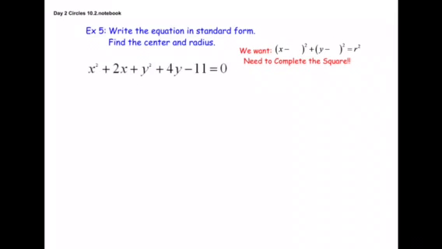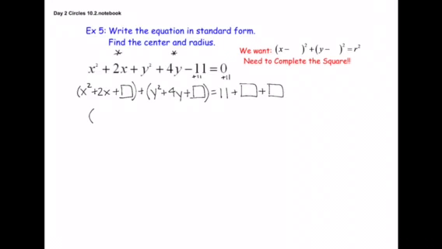Example number 5, you can see this time our y has a linear term and our x has a linear term, so we need to complete the square on both of these. So we're going to have x squared plus 2x plus box. We are also going to have y squared plus 4y plus box. We need to move our 11 to the other side of our equation. So we have plus box. Underneath here we have our x squared, our quantity with y squared.